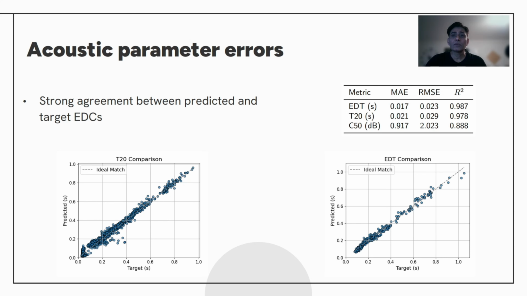The table on this slide summarizes our prediction error for EDT, T20, and C50. The mean absolute errors are low, typically just a few hundredths of a second for reverberation time measures. The R-squared values are very high, close to 1, indicating that the model explains almost all variance in these acoustic parameters.